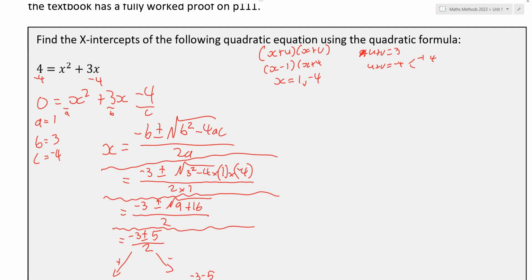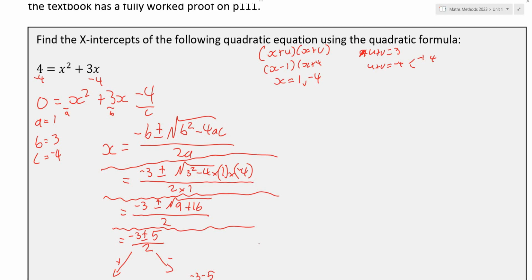On the next line, I've just subbed in all my a, b's, and c's from my rule. From there, I've just solved the things I can. 3 squared is 9. Negative 4 times 1 times negative 4 is positive 16. So I end up with negative 3 plus or minus the square root of 9 plus 16 over 2. Oh yeah, because 2 times 1 is 2. So that gives me that fraction. Between this step and this step, the only thing I've done is resolve that square root.